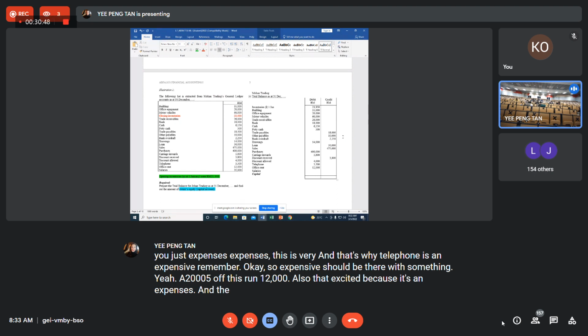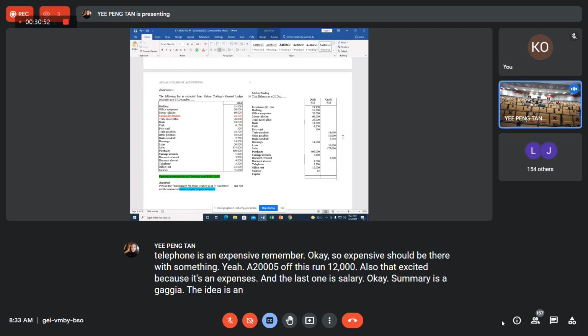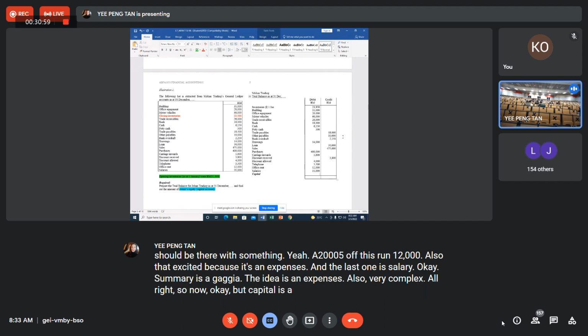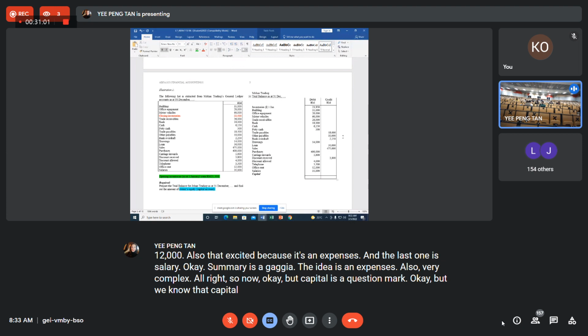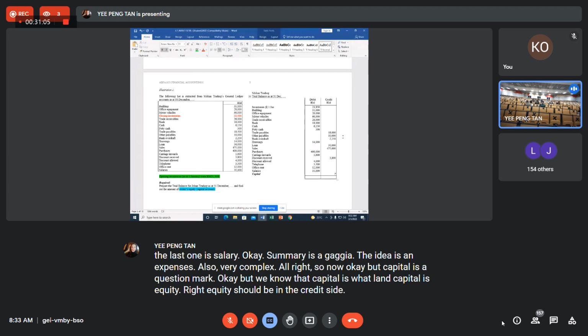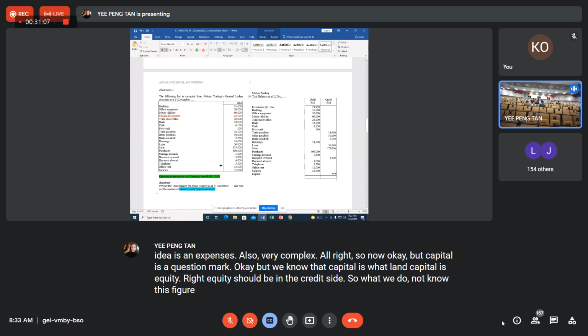And the last one is salary. Salary is gaji. Gaji is an expense, also 31,000 is tax. All right. So now, capital is a question mark, but we know that capital is equity. Equity should be on the credit side. But we do not know this figure, and the question asks you to go and find it yourself.